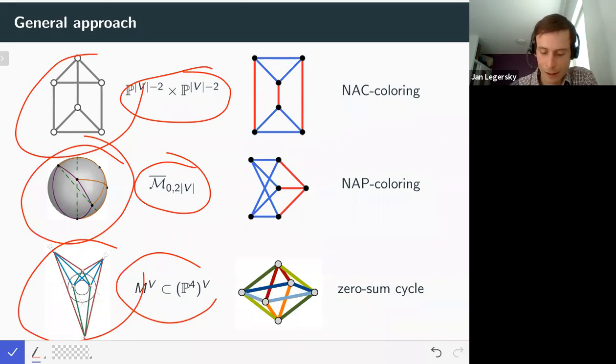restrictions. And another thing that works in all these three cases is that if I just forget about any framework and I take a neck coloring of my graph, I know how to construct a framework that is flexible using this neck coloring. Similar with the NEP coloring. And at the end of my presentation, I will also show that we can do something similar with the zero-sum cycle. Not really that we would invert it, but we can construct something flexible having these combinatorial properties.